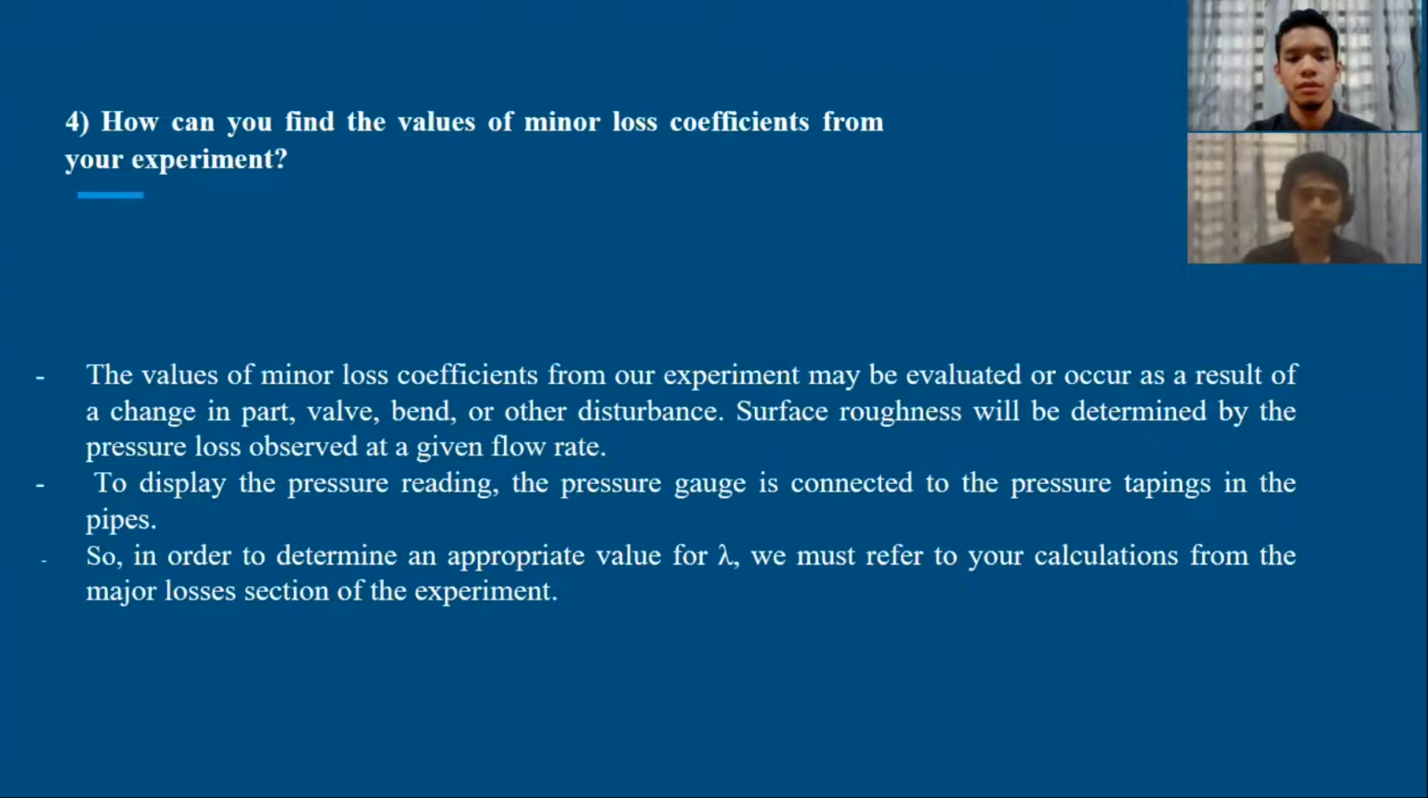So in order to determine an appropriate value for lambda, we must refer to the calculation from the major losses section of the experiment. Calculate lambda using the Moody equation or diagram from the k divided by D value obtained earlier for galvanized steel, or simply use the value of lambda from the experiment if the velocity in the minor loss experiment is quite close to one of the velocities used in the major loss experiment for 55 millimeter galvanized steel. The head loss coefficient, which is K, is the only unknown in the equation. Once the value for K is determined, assign a value to each object and compare it to the typical value for each device. Next slide.